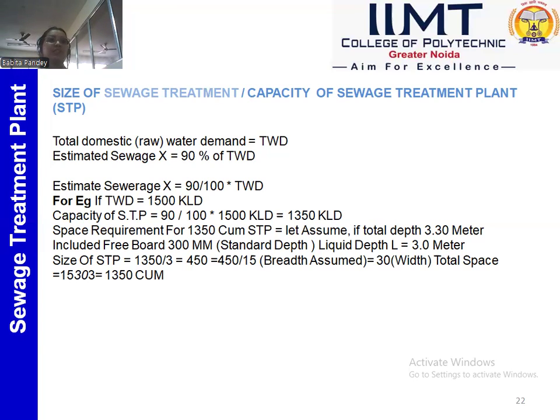Now, coming to the space requirement for a 130 STP, let's assume the total depth is 3.3 meters, including freeboard of 300 mm and liquid depth 3. The size of the STP will be how much? Let's assume the breadth 450 by 15 and it was 30. Then total space will be 135 here. So this was the way you can calculate the size of a sewage treatment plant.